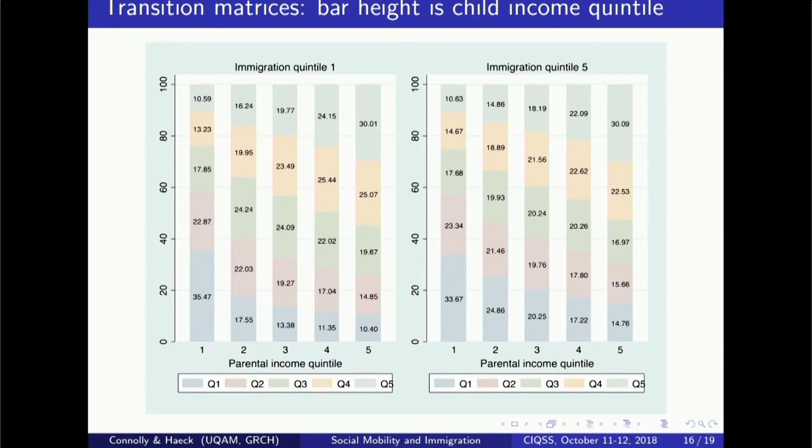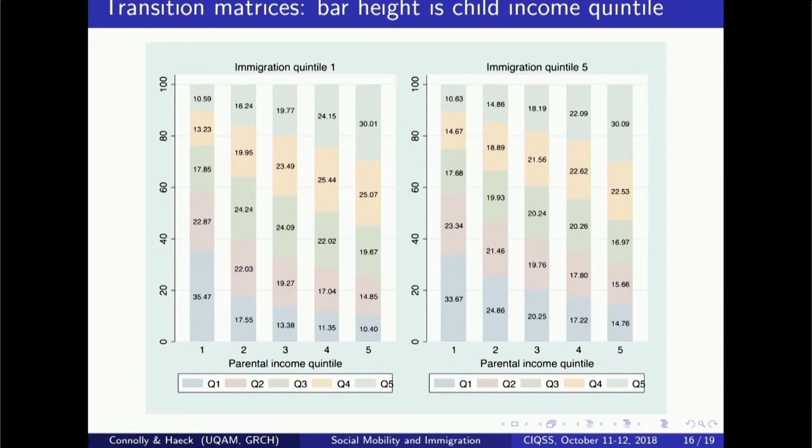But if I look at the probability of staying at the bottom for all the other bars, it's much higher for immigrants than it is for non-immigrants. Okay? So that means that the children who grew up in those heavily immigrant areas themselves end up in the bottom income quintile, regardless of their parental income, much more than non-immigrant children, or much more than children who grew up in areas with virtually no immigrants. Okay.